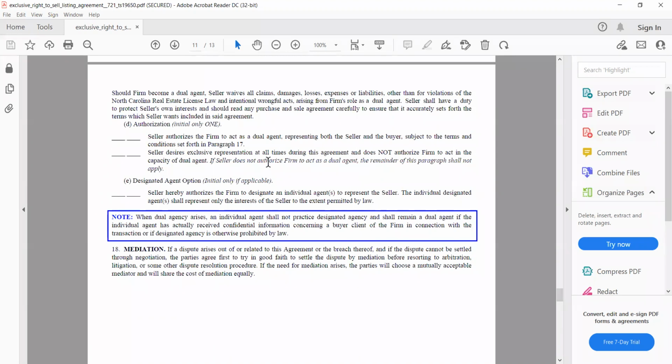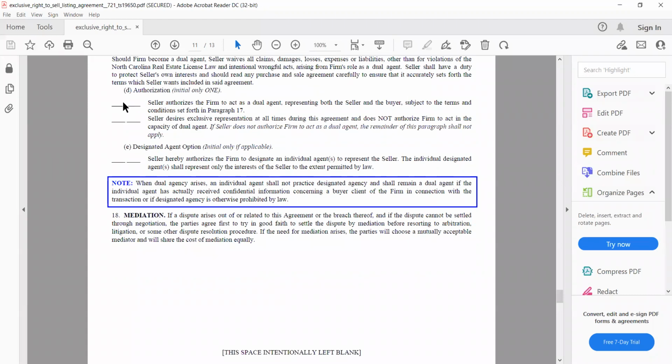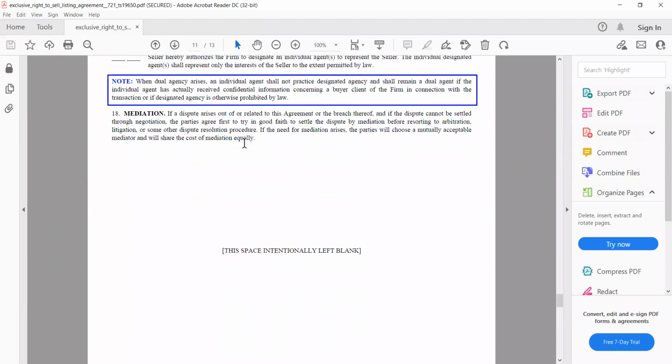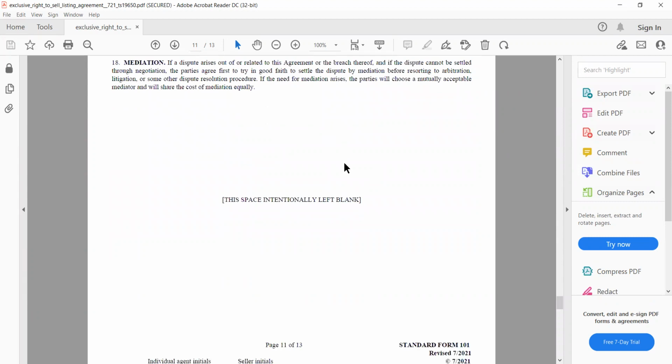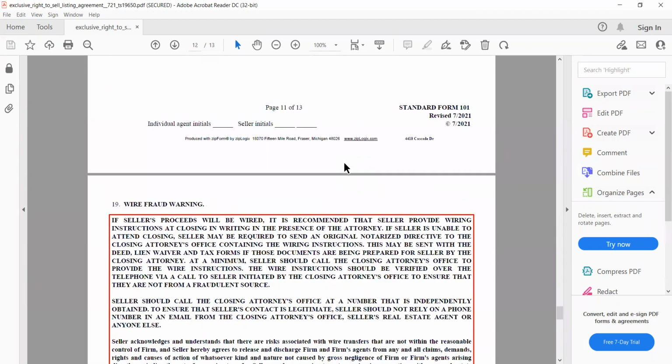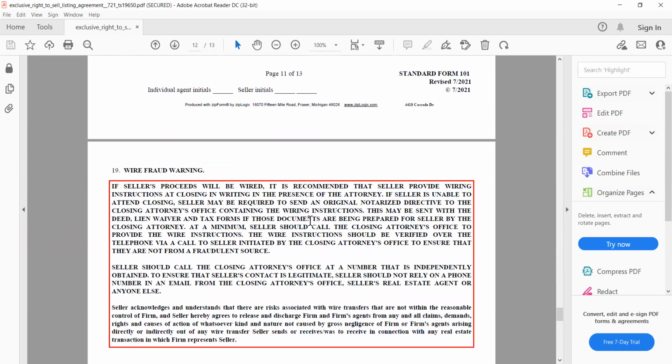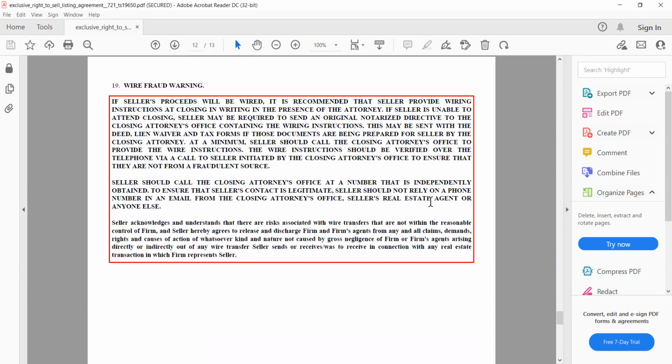Okay, and this is where the seller is going to authorize you to be a dual agent or not. Number 18, mediation. Just read that and understand what that means. Again, at the bottom of all these pages, you're going to need to initial as the listing agent, and the seller will initial.